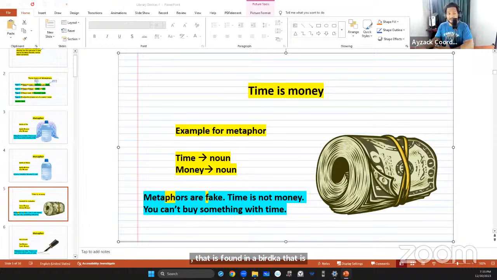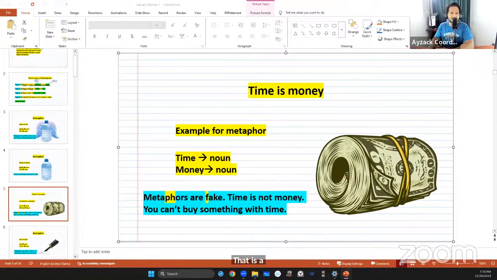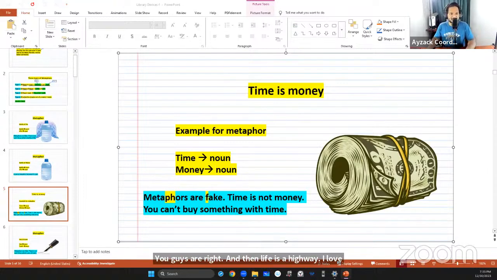Knowledge is power, or knowledge is a compass. Why not? That is a metaphor. And time is gold. You guys are right. And then life is a highway. I love it. I love it. You guys have a good understanding regarding a metaphor.